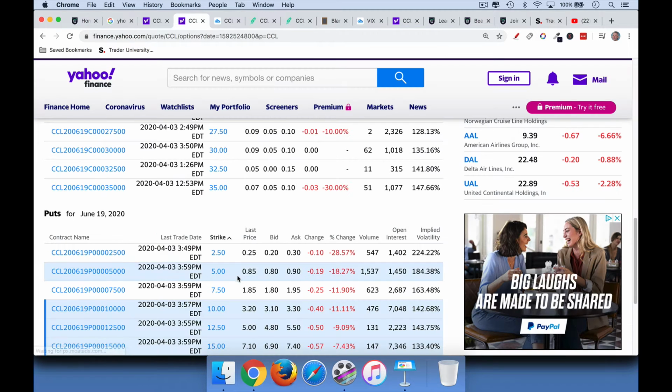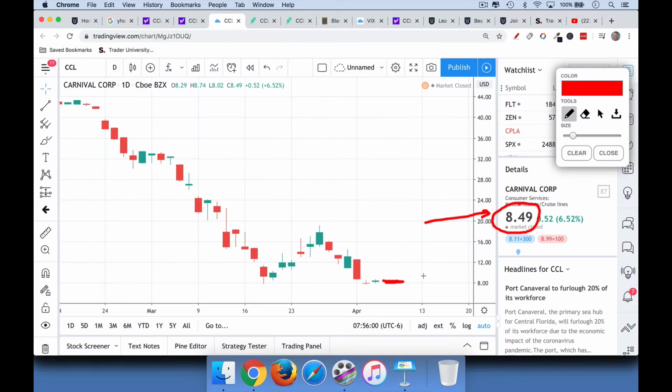But then we look and we see, well, there's no $8 strike. So then what I will do is I'll go to the next strike down. And this is called an out of the money put, because the strike price is below where the stock is currently trading. So if the stock is trading right here, the strike price is below it. This would be an out of the money put option.